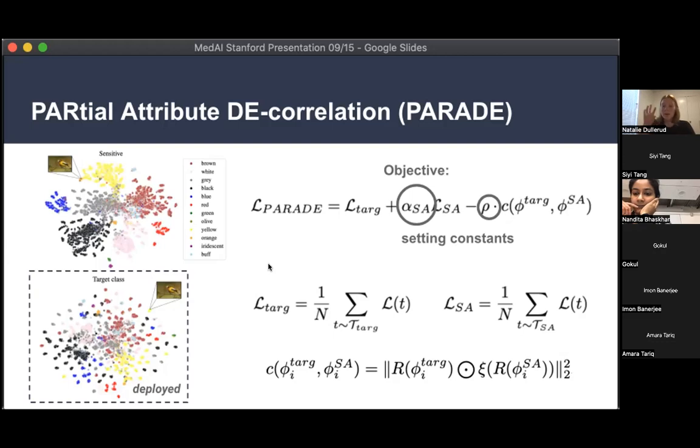Right. So the decorrelation. Basically, you still have to learn the actual embedding that characterizes similarities over the sensitive attribute.